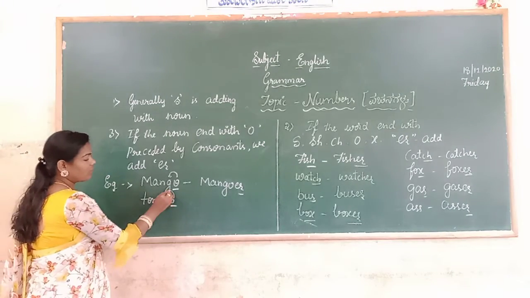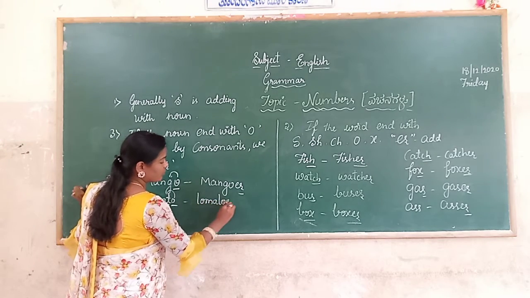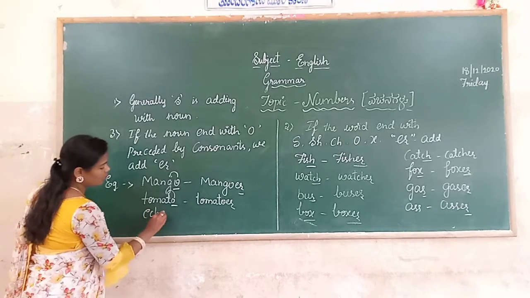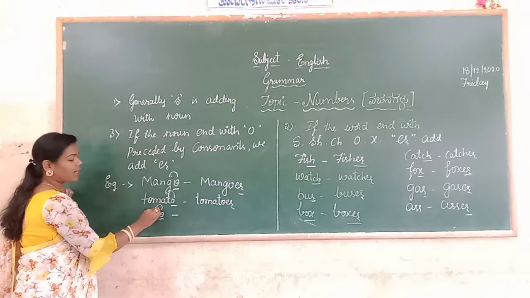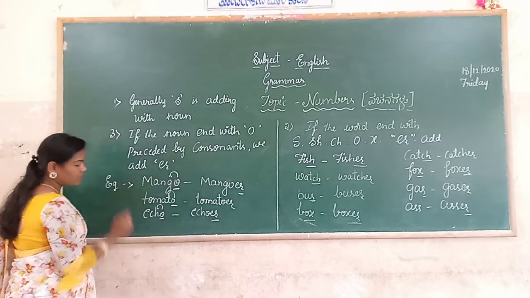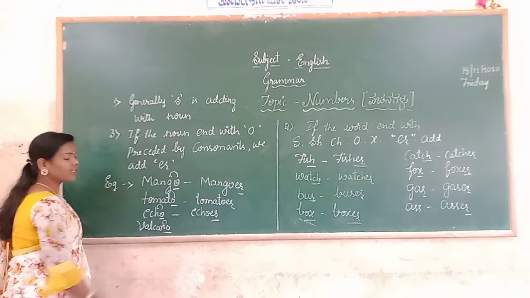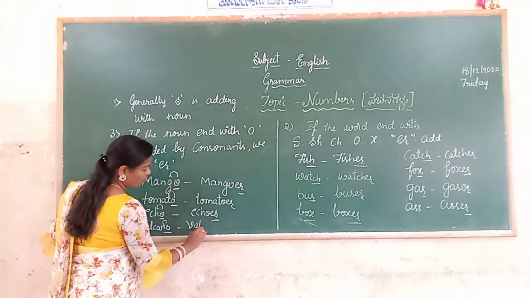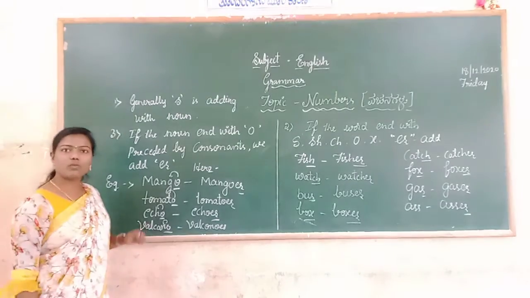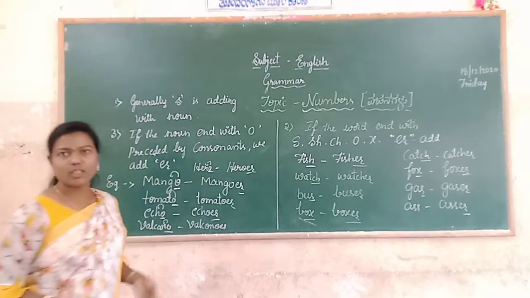Consonant, then O. Volcano. Next one, hero. This word also ends with O, but the letter before it is a consonant, so we use heroes. Okay, this is rule number three.